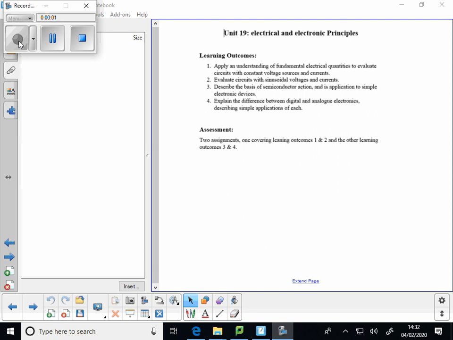Right. So, over the page. This set of notes. Okay. Whether we get through everything today will be a little bit of trial and error. But fundamental electrical quantities.